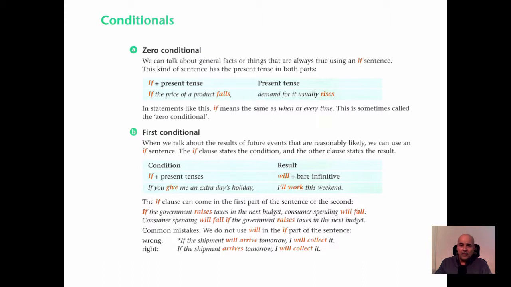The if clause can come in the first part of the sentence or the second. If the government raises taxes in the next budget, consumer spending will fall. Consumer spending will fall if the government raises taxes in the next budget. Common mistakes: we do not use will in the if part of the sentence. Wrong: if the shipment will arrive today, I will collect it. Right: if the shipment arrives today, I will collect it.